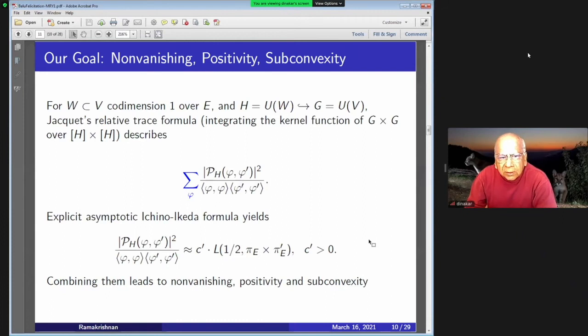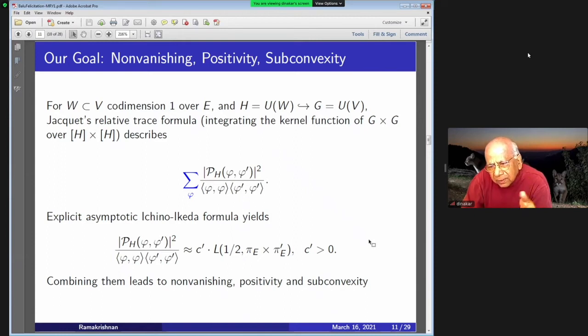Maybe I'll just say the goal. As I said before, in the case UW inside UV, let's say V is dimension 3 and W is dimension 2, that's the case we're going to study. Then this period that I just defined, the square of the period divided by the Petersson norm of phi and phi prime. Phi is a cusp form on UV, U3 if you like, phi prime is a cusp form on U2. So the Petersson norms come in the denominator, and then you take the square of the period, and then you can sum. What we're going to do is the sum.